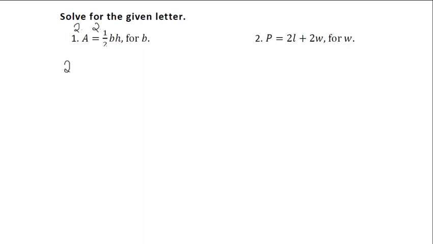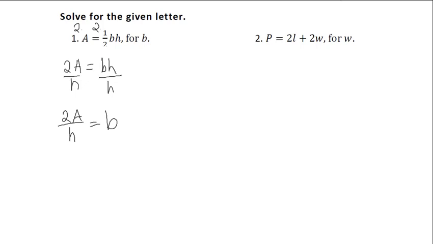And so now we have 2A equals, and half of 2 is 1, then we have BH. So BH is B times H, so to get rid of the H, we're going to divide by H. And so now the H's cancel out, and we have 2A over H equaling B. And that's it. We've solved for B. B is by itself. Everything else is over here.